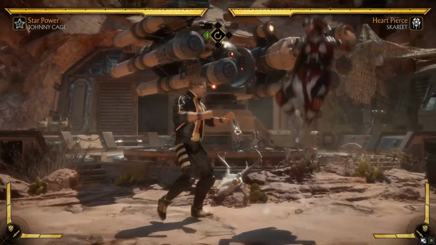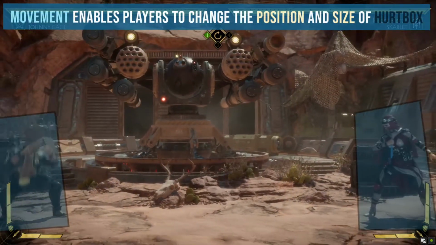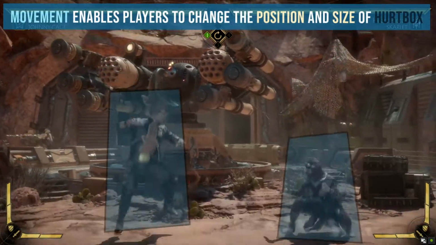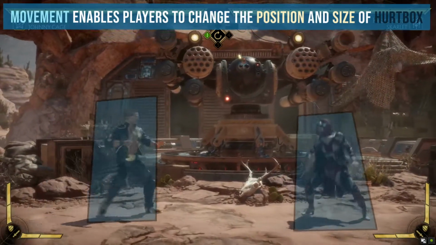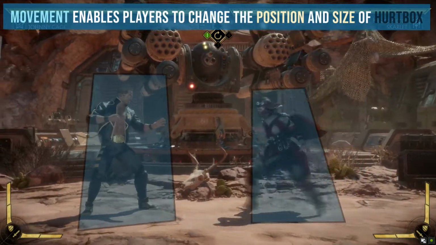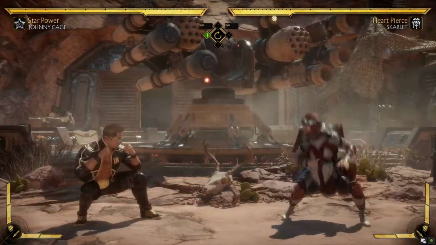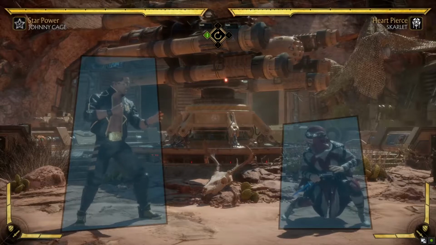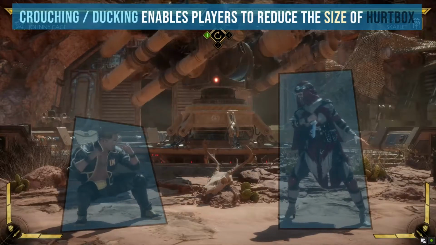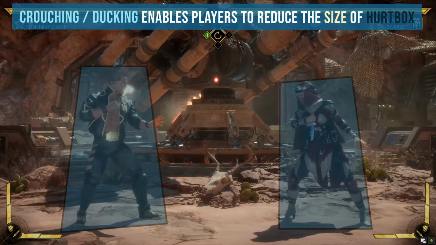Now, players can change the position of where their character's hurtbox may exist at any point in time using movement options like walking, dashing, jumping, and so on. They can also modify the size of their character's hurtbox. For example, if I crouch, my hurtbox turns into a smaller rectangle, as you can see here.